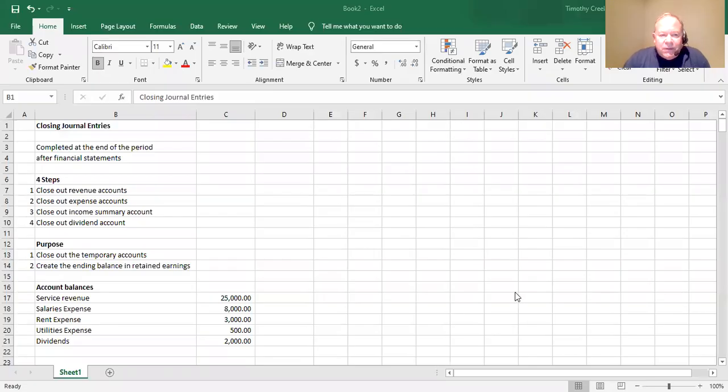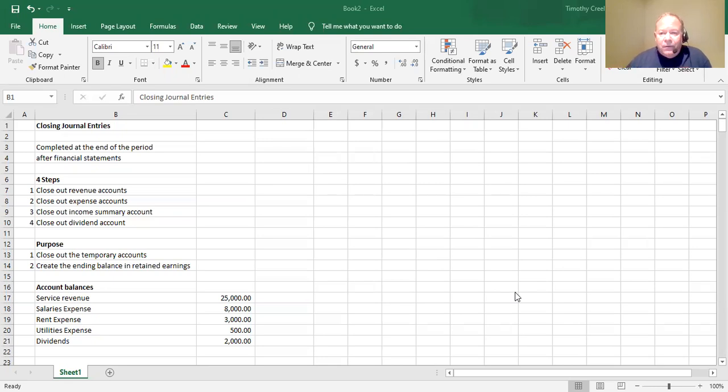So, the closing journal entries. These would be the journal entries that are made at the end of the period after all the regular transactions have been posted, after you've run the trial balance, after you've done the adjusting entries, after you've run the adjusted trial balance, after you've done the financial statements. At that point, you would then do the closing entries. So they're at the end of the period. And the only thing that comes after the closing entries would be the post closing trial balance.